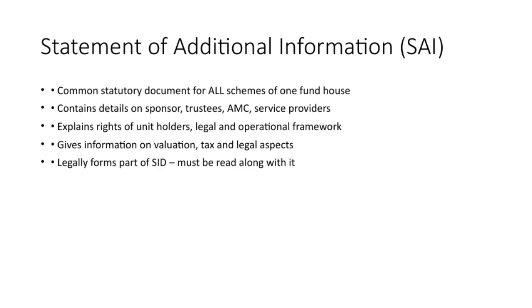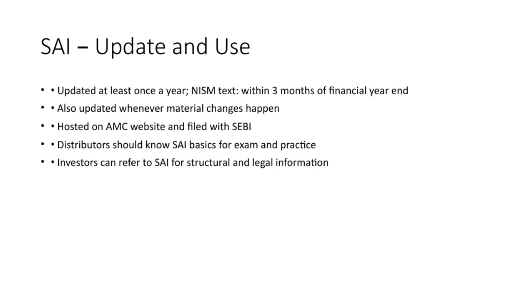This ensures you are well informed and understand the full scope of your investment, which is at the core of making sound investment decisions. Let's talk about the updates to the Statement of Additional Information, or SI. It's important to realize that the SI should be updated at least once a year. Specifically, the NISM guidelines recommend updating it within 3 months of the end of the financial year. This ensures that the information stays current and relevant.